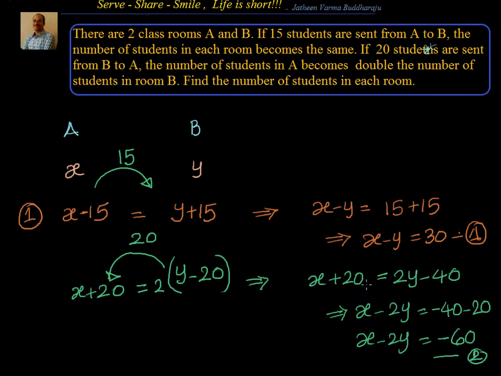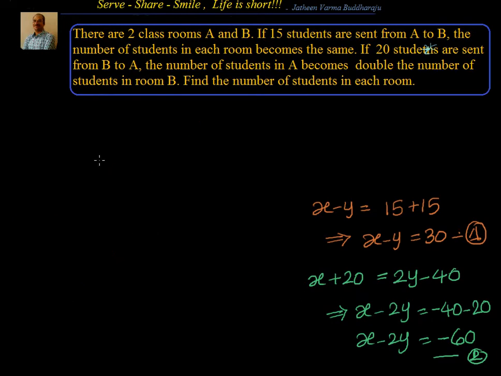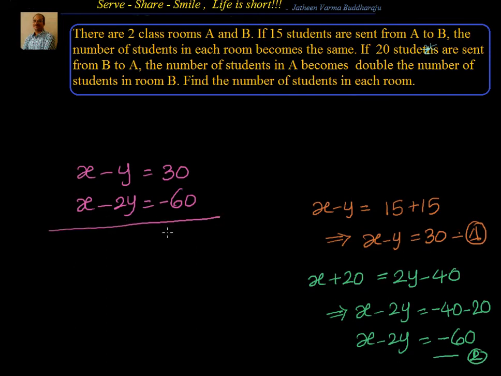So we have two equations and two variables to solve. The first equation is X minus Y equal to 30. The second equation is X minus 2Y equal to minus 60. Actually I see that the coefficient of X is 1 in both of them, so I can easily subtract and simplify. X and X will cancel.